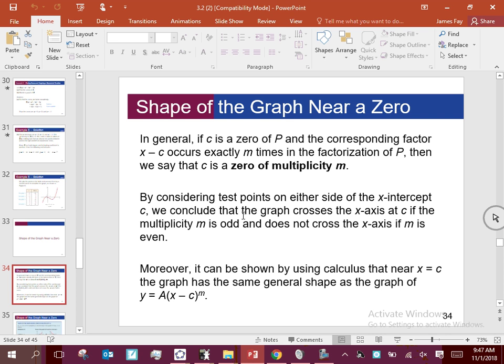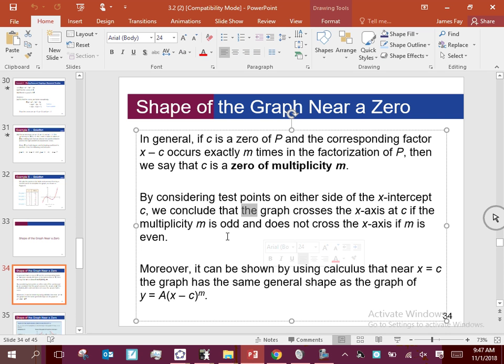What they're saying here is that by considering test points on either side of the x-intercept, we can determine whether we have tangency or if we pass through. And the idea here is if I have p of x, I'm just going to do one really easy one. If I do x plus 1 and I square it, so at -1, we should be tangent, right? Well, why does that happen? If I plug in -1.1 right here and add 1 to it, I get -0.1, right? -0.1 squared is 1/100, and it's positive. Does that make sense? Okay.